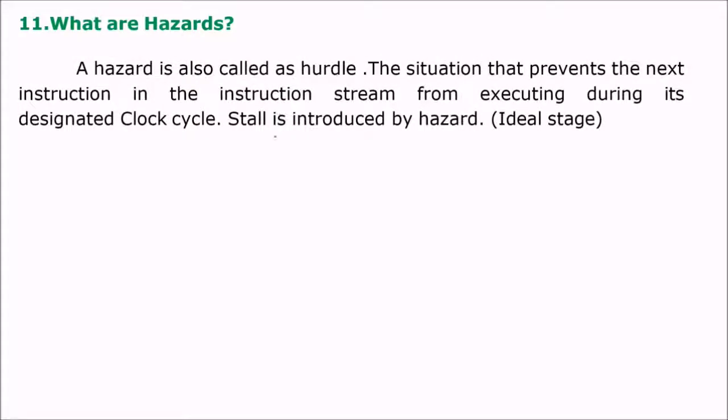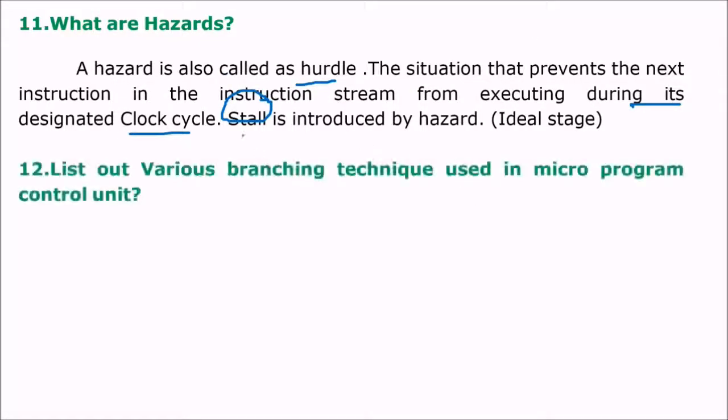Again, hazards we have seen. A hazard is also called a hurdle. The situation that prevents the next instruction in the instruction stream from executing during its designated clock cycle is known as a hazard. A stall is introduced by a hazard.